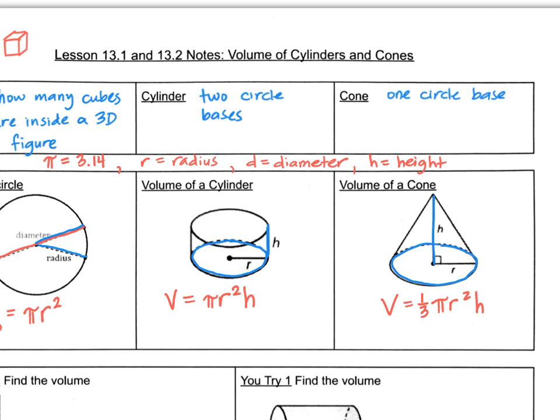Now, if you would prefer to write it this way, it might be a little easier. You could write volume equals pi times r squared times h, and then divide it by 3. Because remember, with that 1/3, the 3 is on the bottom, so it's almost like we're dividing by 3. You'll get the exact same answer. Let's try an example.